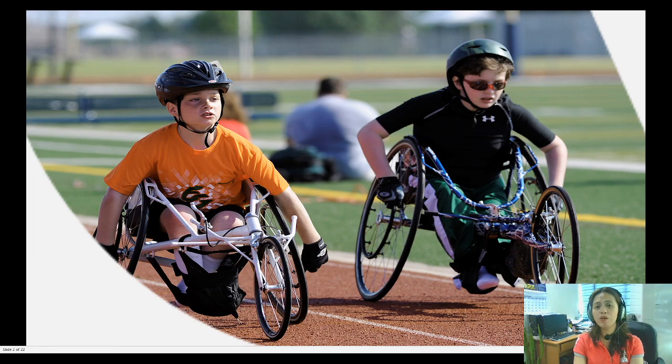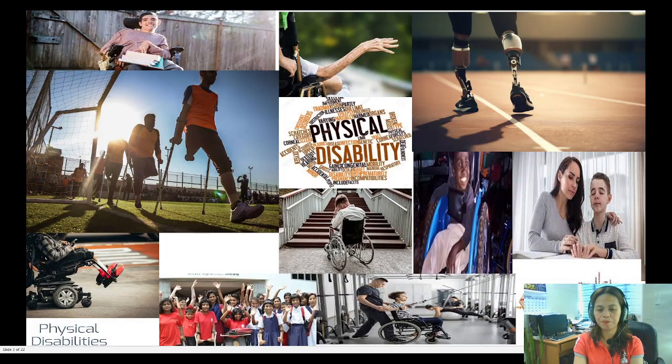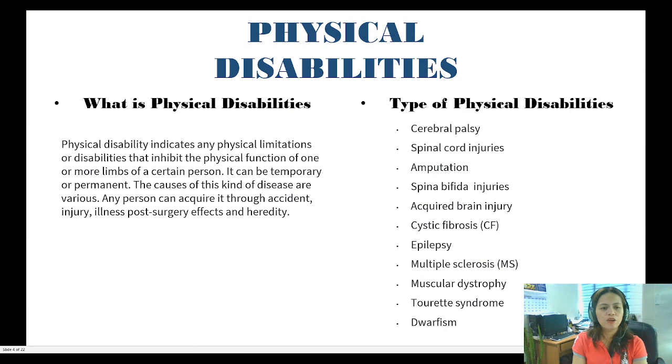So let's define what is physical disabilities. According to my research, physical disabilities indicates any physical limitations or disabilities that inhibit the physical function of one or more limbs of a certain person. It can be temporary or permanent. The causes of this kind of disease are various. Any person can acquire it through accident, injury, illness, post-surgery effects, and lastly, heredity.